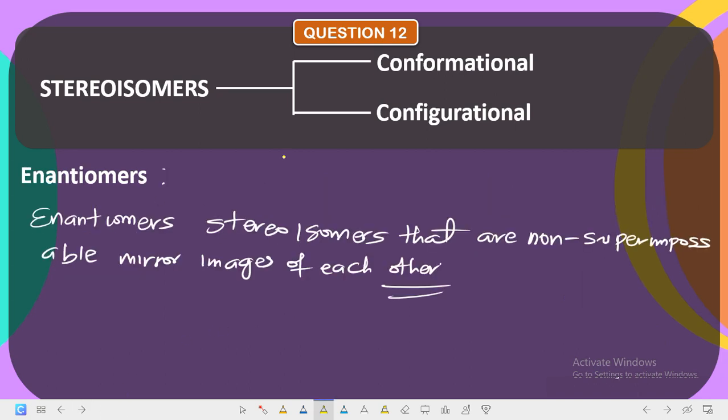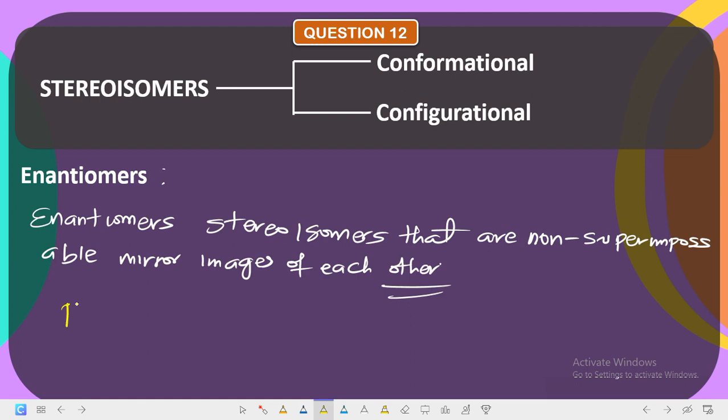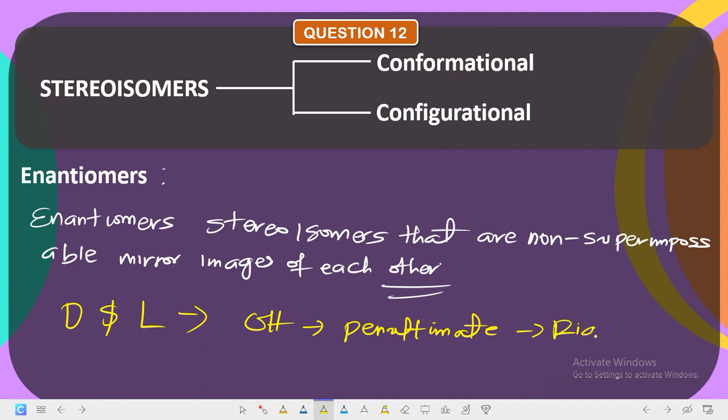Now, enantiomers are stereoisomers that are non-superimposable mirror images of each other. And how do you determine them? They are classified into 2 forms, the D and the L. This is not new to us. We say if the OH group at the penultimate carbon, which is second to last carbon, is at the right hand side, you call it the D isomer. If it is at the left hand side, you call it the L isomer. Are we getting that?